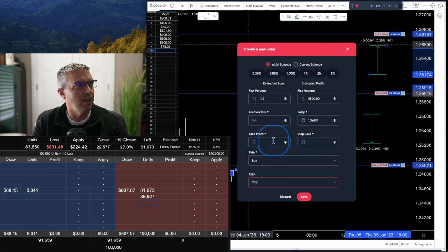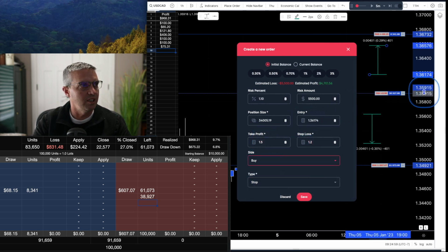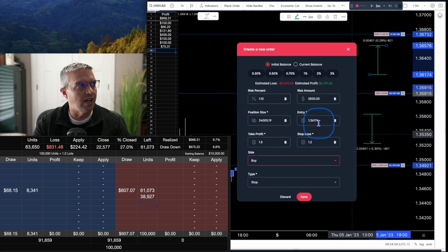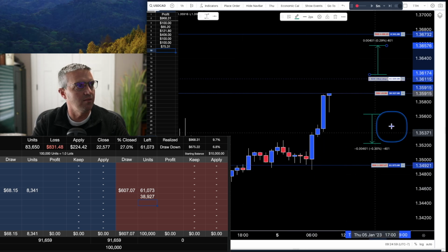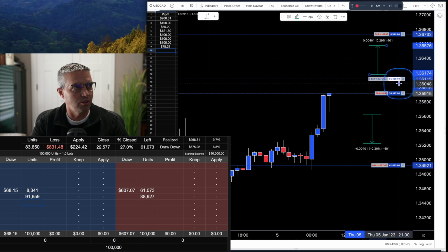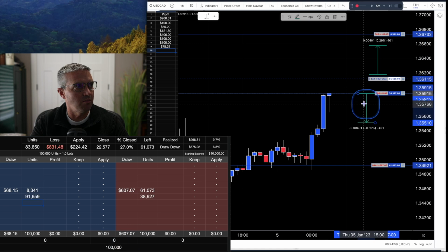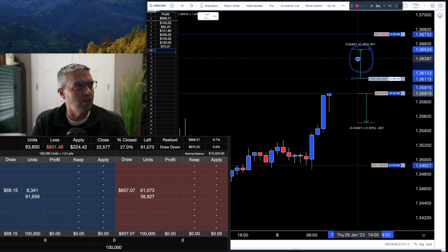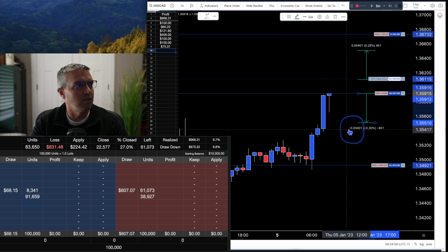So this is going to be a buy stop, 20 pips above the market. Market is at 1.35915. So we're going to go 1.36115. And this is going to be for 91,659 units. We're going to save that right there. So now we have 100,000 units on our long side. We're at capacity. We have 100,000 units on the short side. We're at capacity. And we are also balanced. If this were to trigger, what we're hoping is the market pulls back right there. If not, we'll be looking for 40 pips up right there.